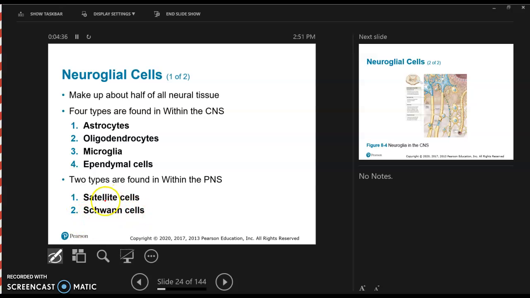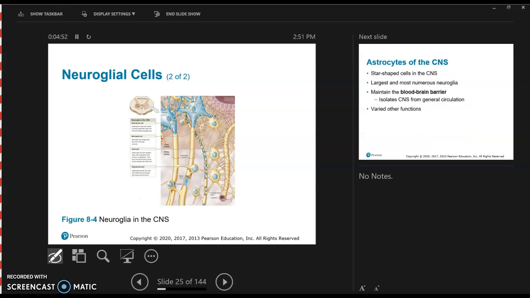Okay, so the satellite cells in the peripheral nervous system are analogous to the astrocytes in the central nervous system, and the Schwann cells in the peripheral nervous system are analogous to the oligodendrocytes in the central nervous system.